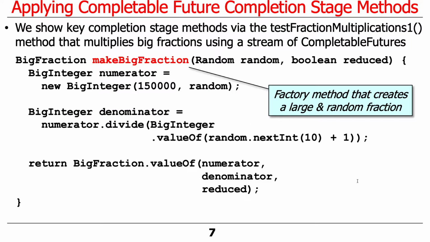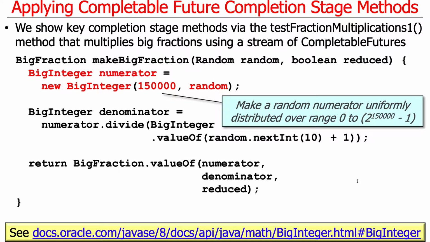Here's makeBigFraction. As you can see, makeBigFraction is a factory method that creates a large and random fraction, or big fraction. It does this by making a numerator, which is a big integer that's a random number uniformly distributed over the range from 0 to 2 to the 150,000th minus 1. So that's a pretty daggone big fraction, right?